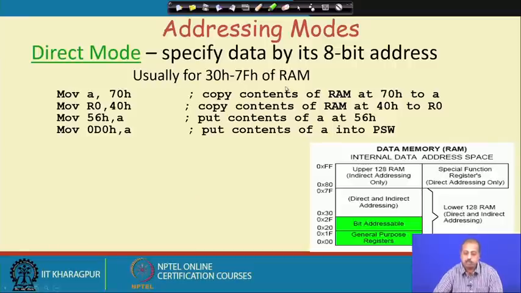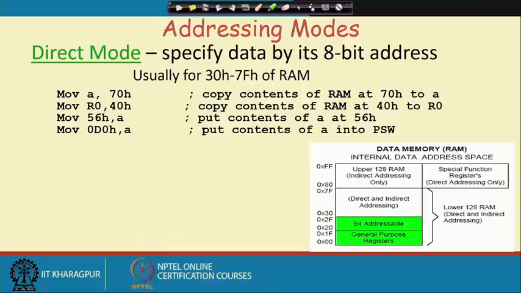Then we have the direct mode. Here in the direct mode, we specify data by an 8-bit address. Usually the addresses are in the range of 30 hex to 7F hex. We can write MOV A, 70 hex. The content of memory location 70 hex will come to the A register. This is the 30 to 7F memory range that I was talking about; in the direct mode we can use them. Then MOV R0, 40 hex copies the content of memory location 40 hex to R0.